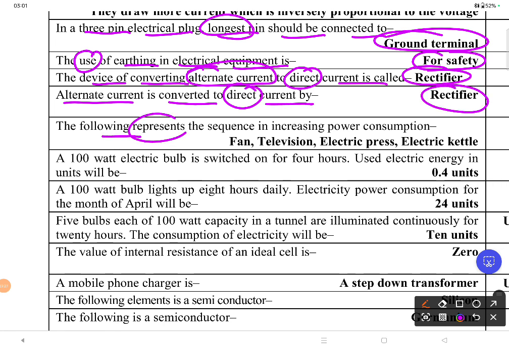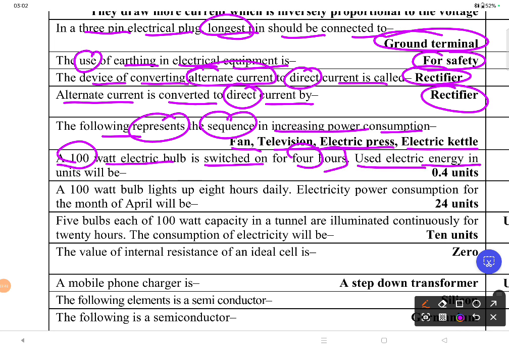The following represents the sequence in increasing power consumption: fan, television, electric press, electric kettle. A 100-watt electric bulb is switched on for 4 hours. Used electric energy in units will be 0.4 units. A 100-watt bulb lights for 8 hours daily. Electricity power consumption for the month of April will be 24 units.